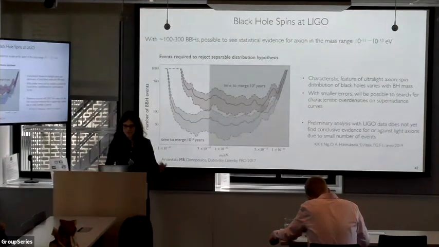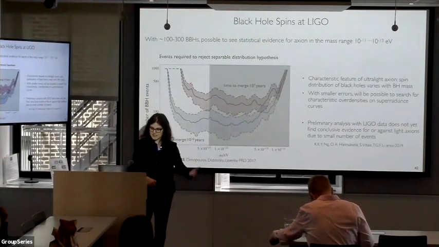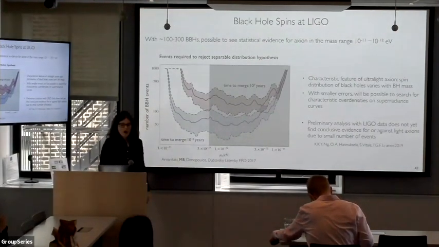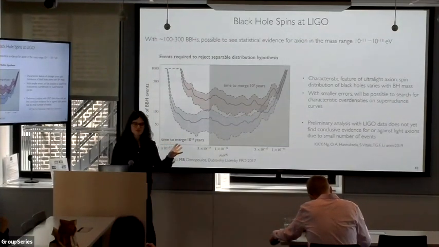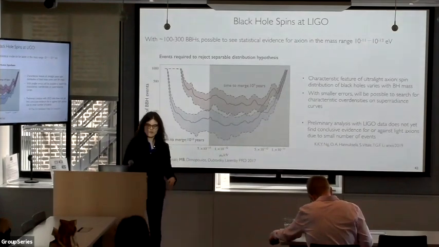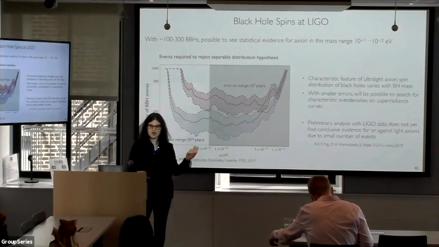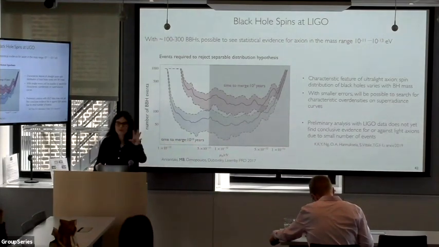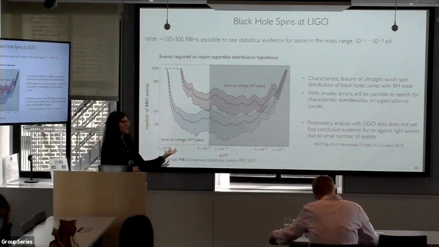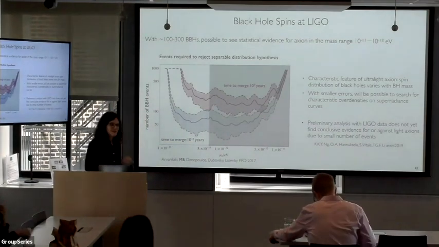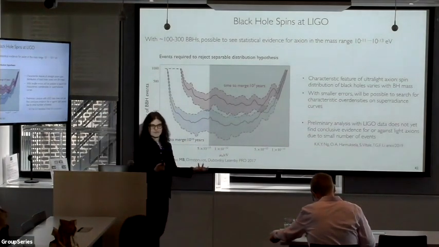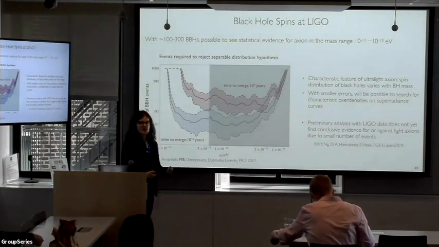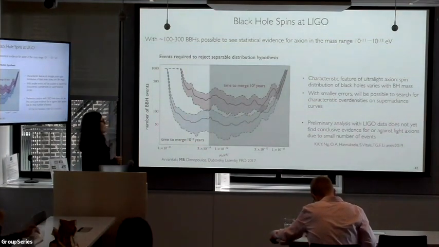And I've done a toy statistical analysis to see how many black holes you would need to infer that the spin distribution is non-separable. So the spin distribution is different depending on the mass of the black hole. That was not necessarily proof for the existence of an axion. That might just be telling us about different astrophysical formation channels, but it would be an interesting hint that something is going on.